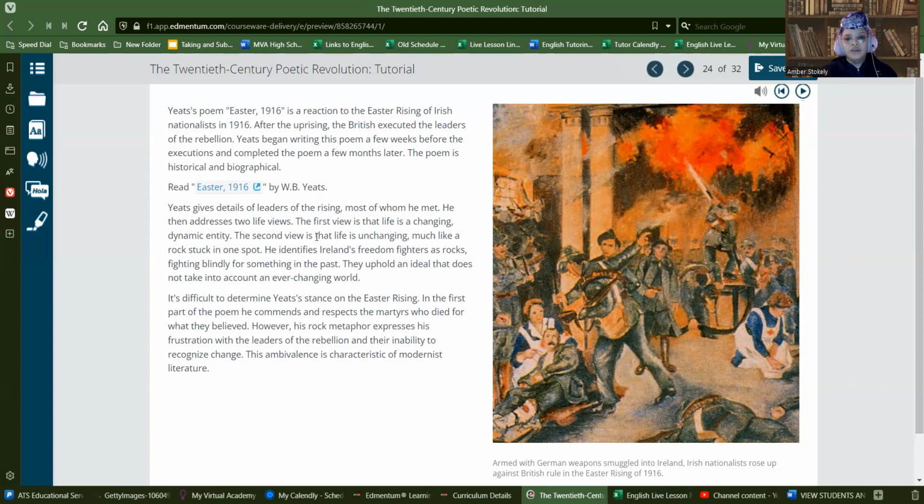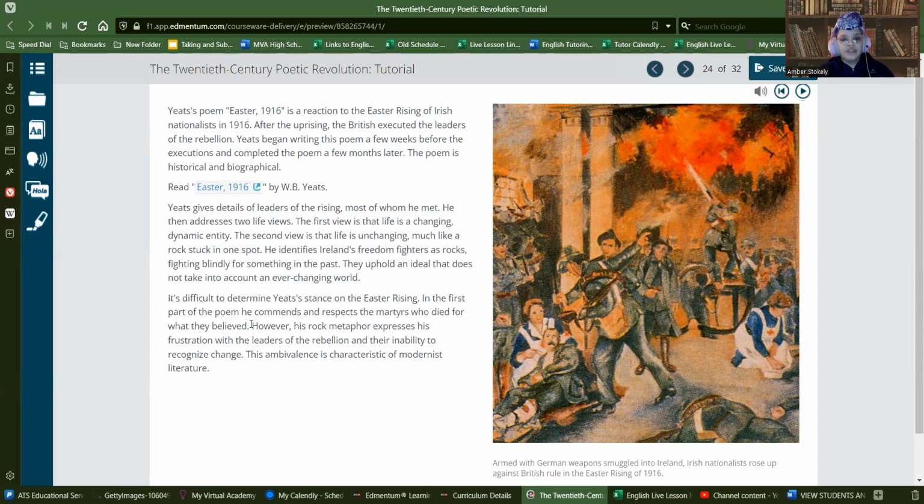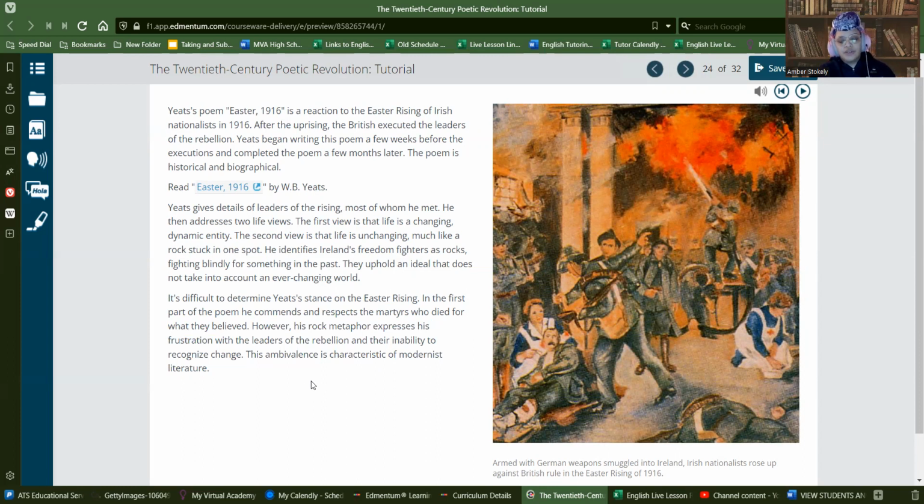And it makes it hard to tell what his stance is on the Easter Rising, like what he thought individually as a person about it. You can't really tell through reading his poetry. In the first part of the poem, he commends and respects the martyrs who died for what they believe, because that's noble. Being willing to die for what you believe in means that you have conviction and that you're willing to follow through. However, his rock metaphor expresses his frustration with the leaders and their inability to recognize change. And this ambivalence is characteristic of modernist literature. That sort of hopelessness, not knowing where to go, because things just seem bad all around, that's definitely a part of the mood of modernist poetry.